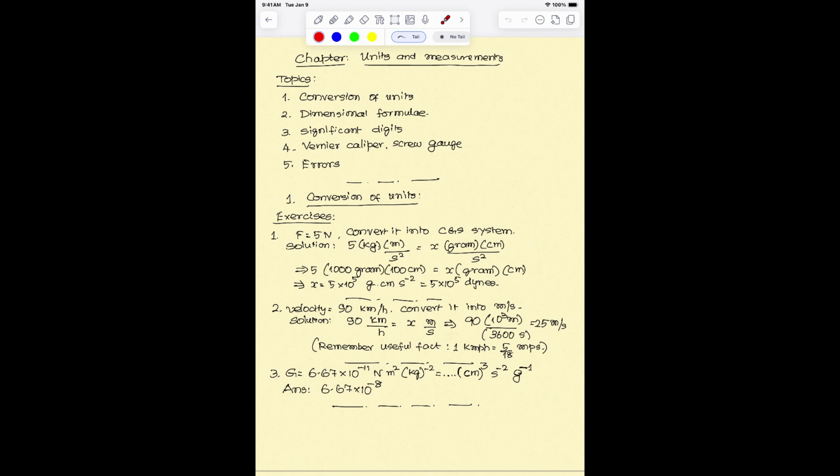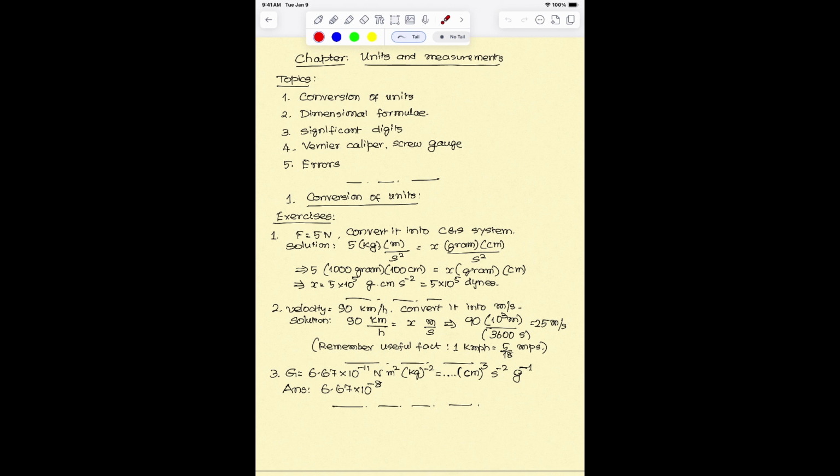Dear students, today's chapter is Units and Measurement. This is the first chapter in your class 11 program, and we're going to discuss what kind of questions you are likely to get in your NEET, JEE Main, as well as Advanced also.